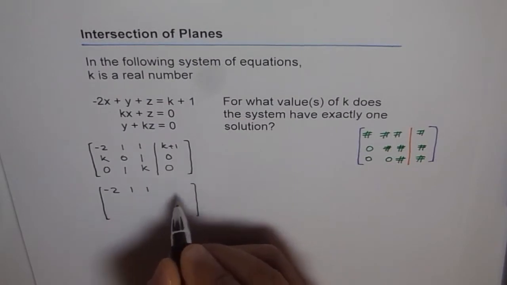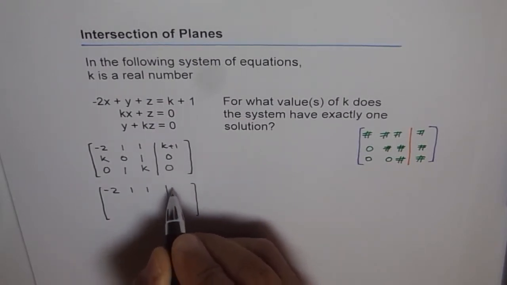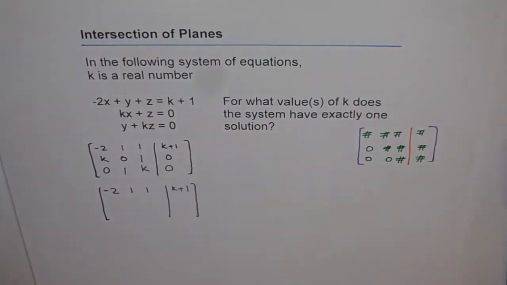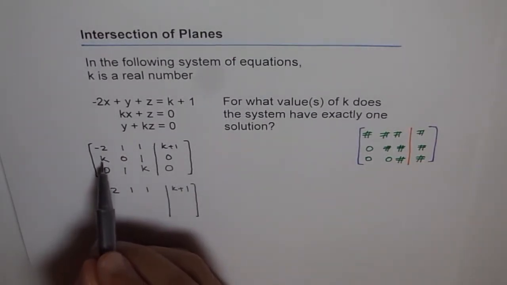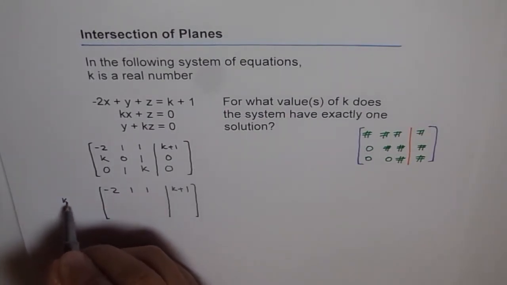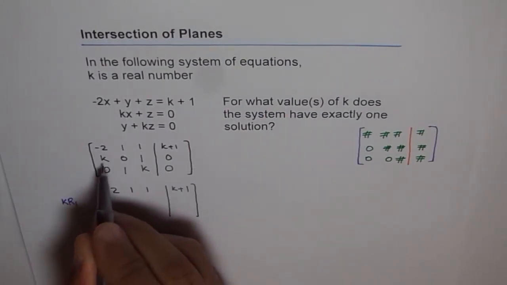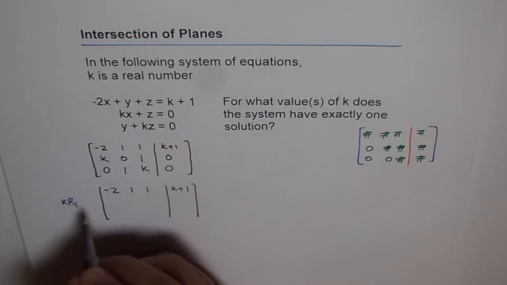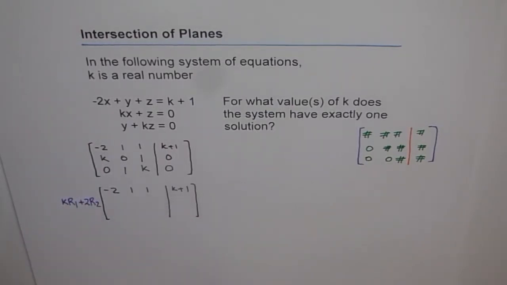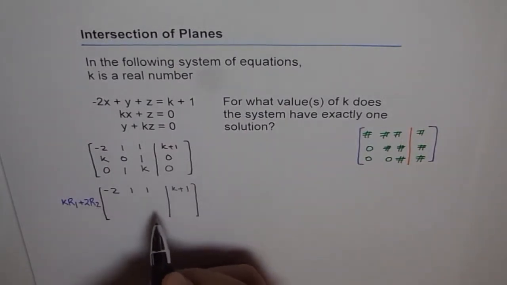2, 1, 1. We kind of get a framework also to fill in other values. And in the second row, we need 0 here, right? So we'll multiply row 1 by k. So we say k times R1, and then we will add 2 times row 2. Is it okay? So once we do that, then we get our second row, correct?